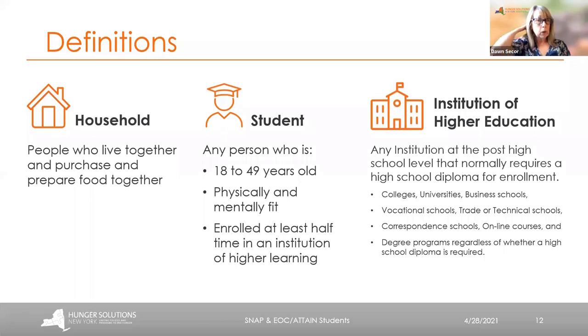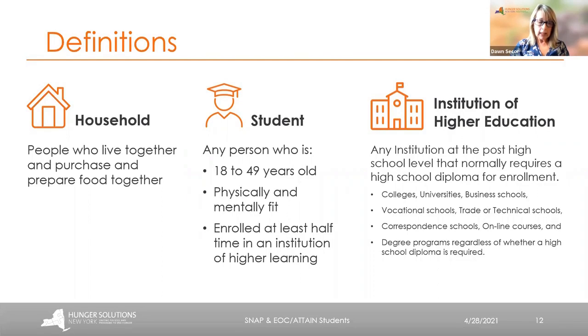So in the SNAP program, a person is defined as a student if they are 18 to 49 years old, physically and mentally fit, and enrolled at least half-time in an institution of higher learning. And institutions of higher learning or higher education are defined as these things listed here. So it's any institution at the post-high school level that normally requires a high school diploma for enrollment. So things like colleges, business schools, vocational, technical schools, correspondence or online courses, and also degree programs regardless of whether a high school diploma is required.